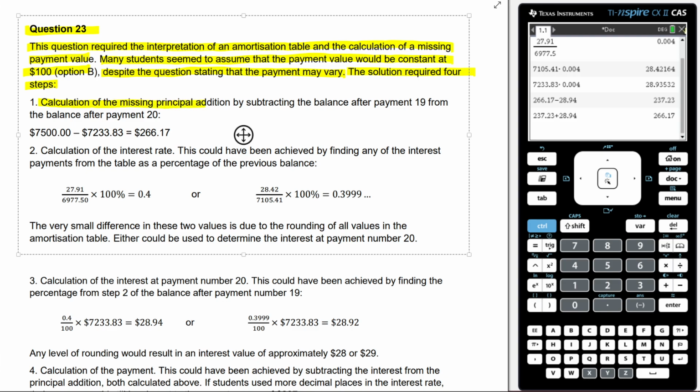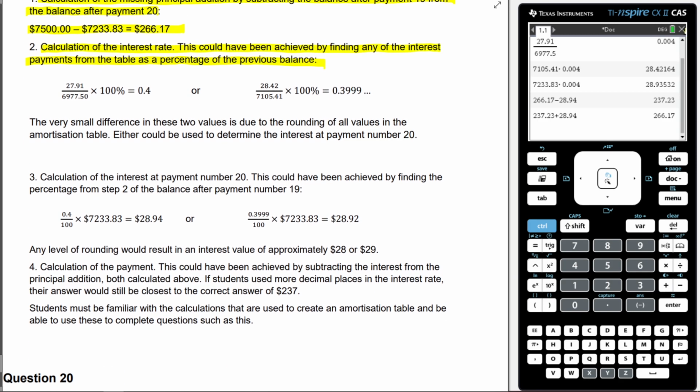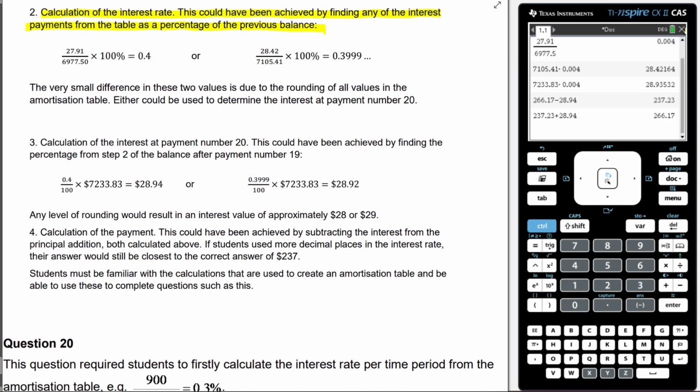Step 1. So these are the 4 steps you should have followed. Calculation of the missing principal addition by subtracting the balance after payment 19 from the balance after payment 20, doing that, which is what we did. Step 2, calculation of the interest rate. This could have been achieved by finding any of the interest payments from the table as a percentage of the previous balance. We actually went about this in a slightly different way, and I think the way we went about it was better. As you can see, they did that, which is what we did, but then they times it by 100 to get 0.4%.